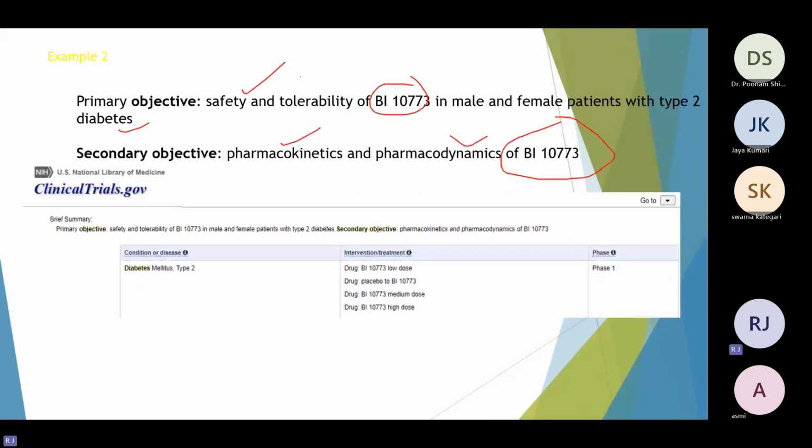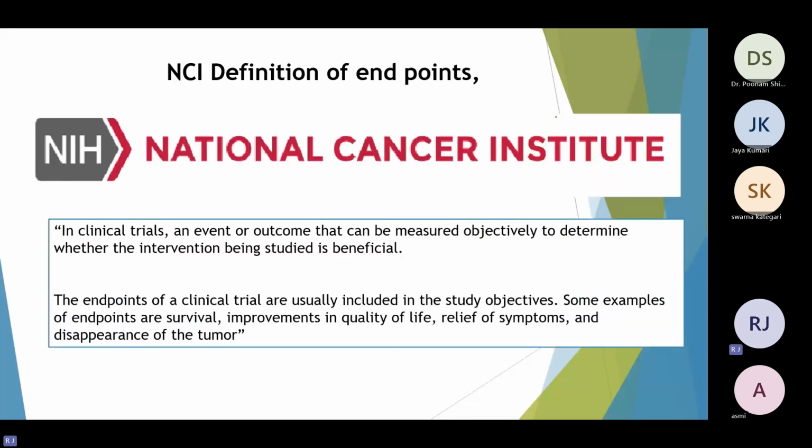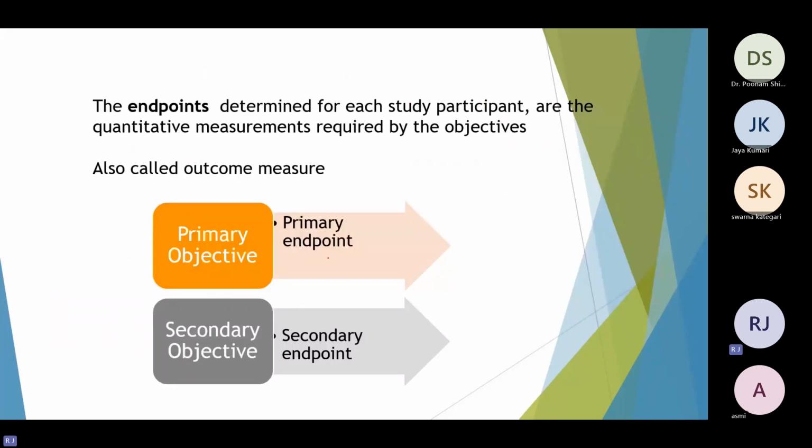Now, how will I come to know whether my primary objective is met or not, or my secondary objective is met or not? To determine this, we test a few things. Okay, what are those things? Those are what we call endpoints, primary endpoint and secondary endpoint. For the primary objective, whatever parameter we determine is called the primary endpoint. And for the secondary objective, whatever parameter we determine is called the secondary endpoint.